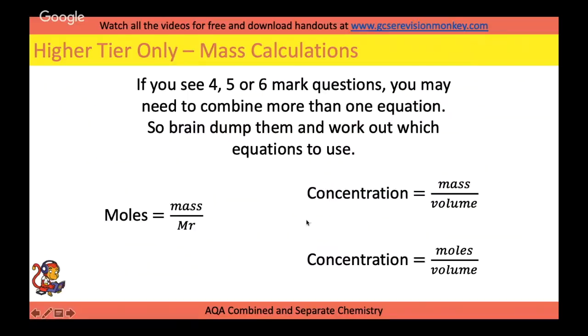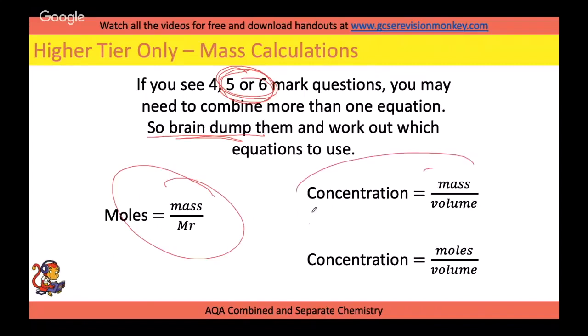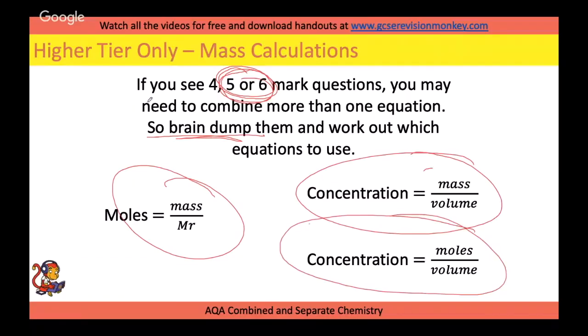Right then, my final bit of advice if you're doing higher tier is if you see maybe 4 if they're harsh, but definitely 5 or 6 mark questions, you may need to combine more than one equation. So brain dump them and work out which equations to use. It's not many. Moles equals mass over MR. Concentration equals mass over volume. And concentration equals moles over volume.